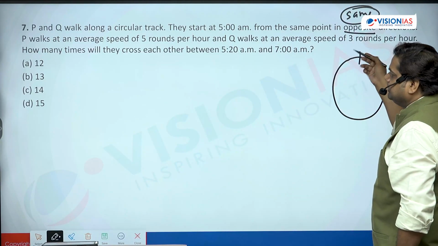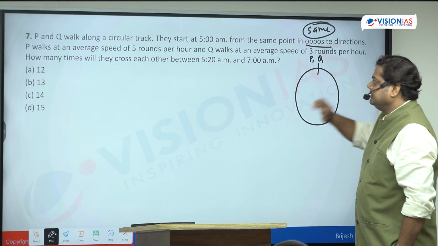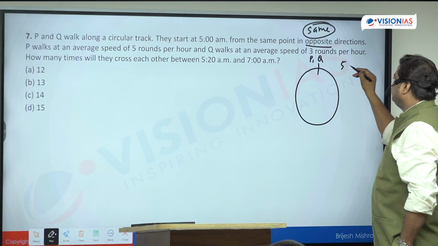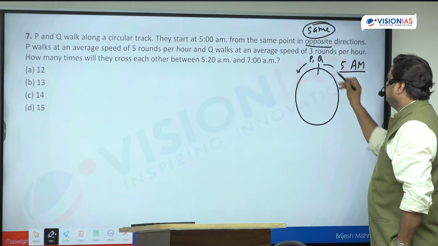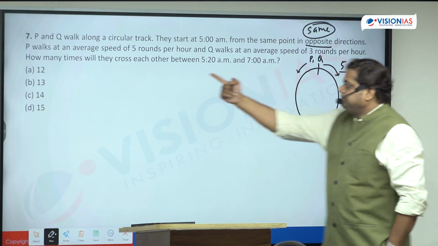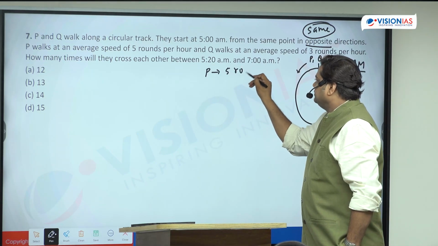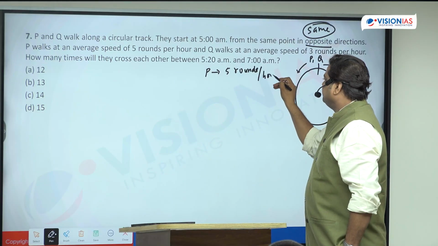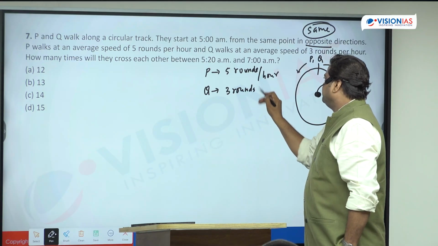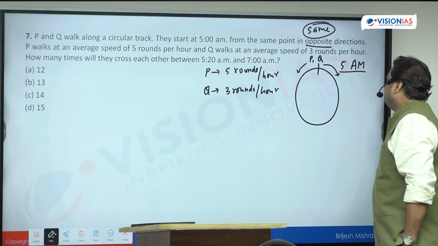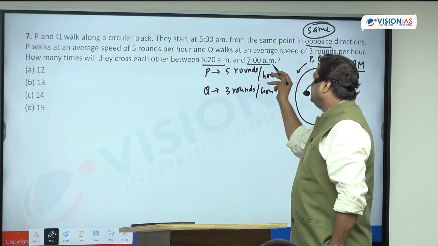So both are standing here, P and Q. They walk along a circular track. They started at 5 a.m. from the same point in the opposite direction. P walks at an average speed of 5 rounds per hour. The speed of Q, 3 rounds per hour. How many times will they cross each other or meet each other between 5:20 and 7 a.m.?